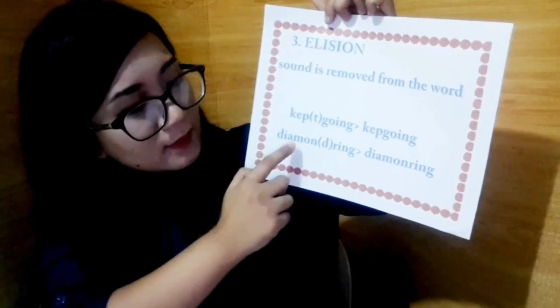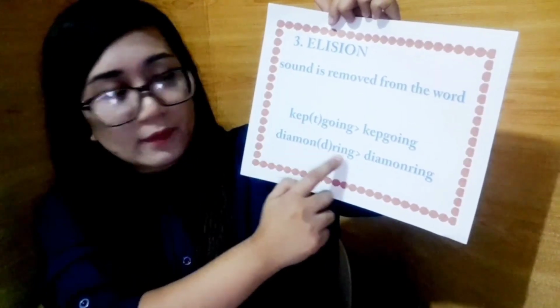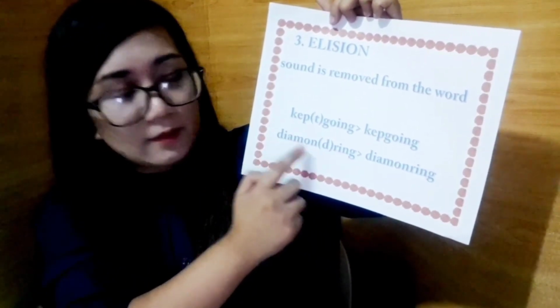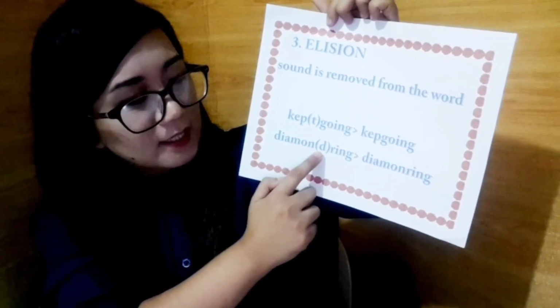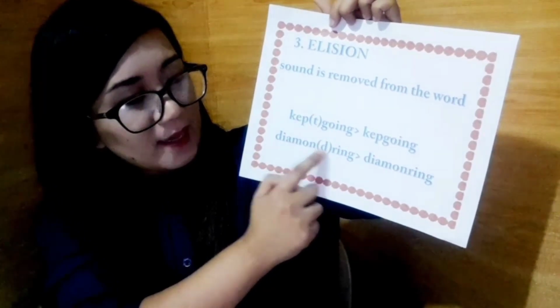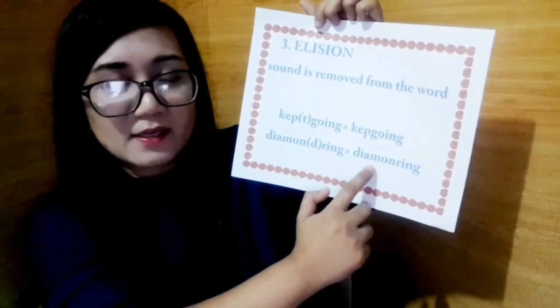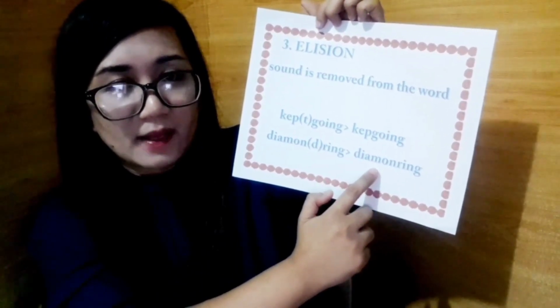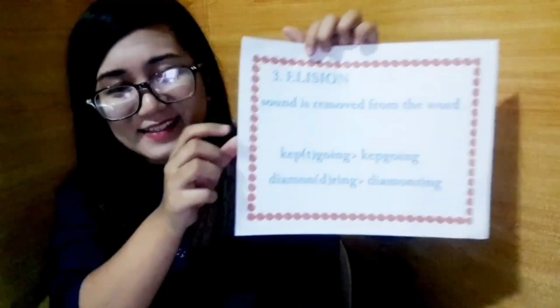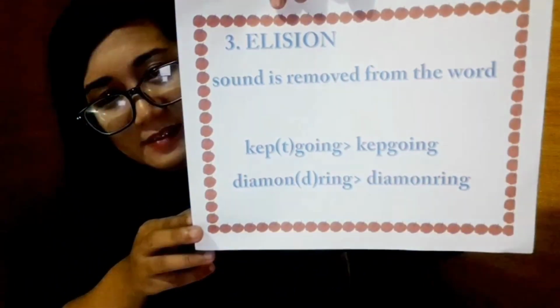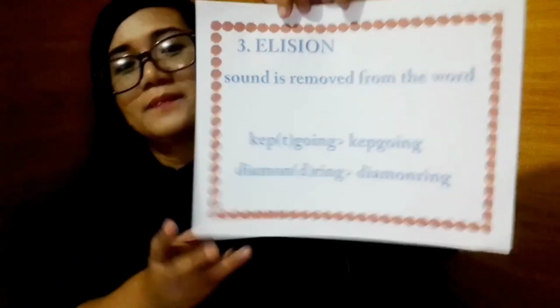Another example. Diamond ring. So letter D is in between N and R, so we could omit the D sound. Let's pronounce it. Diamond ring. Okay. So please memorize that rule.